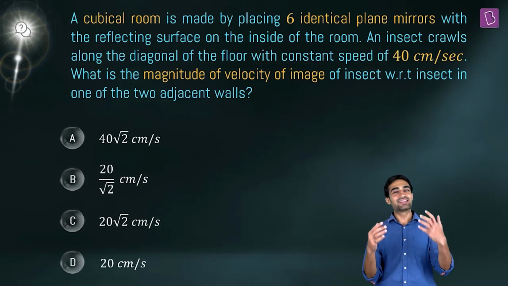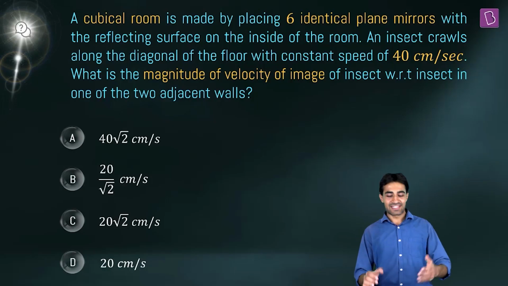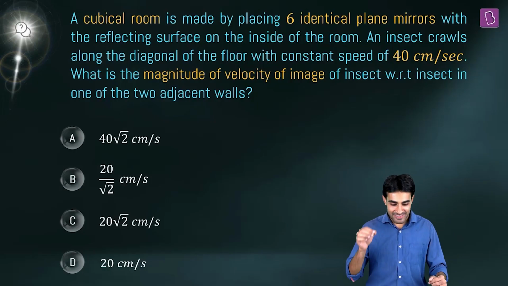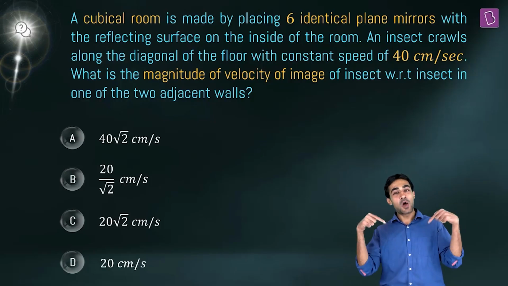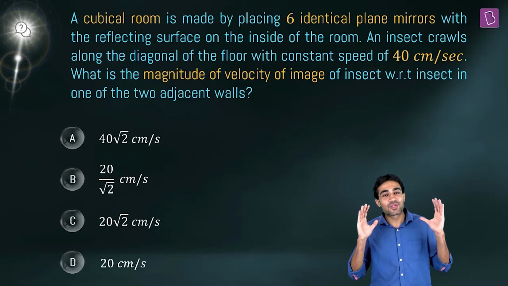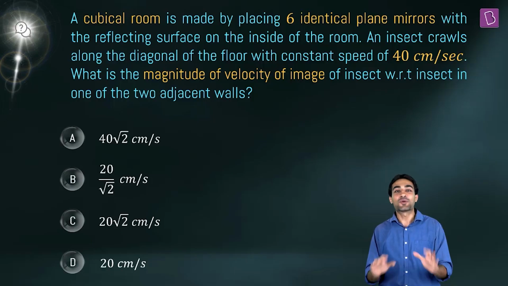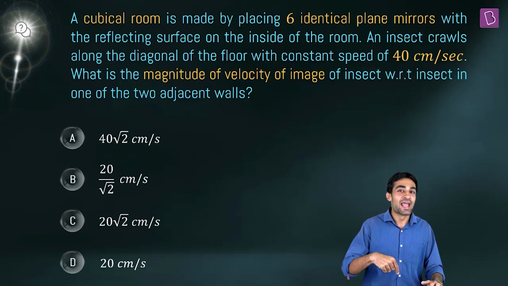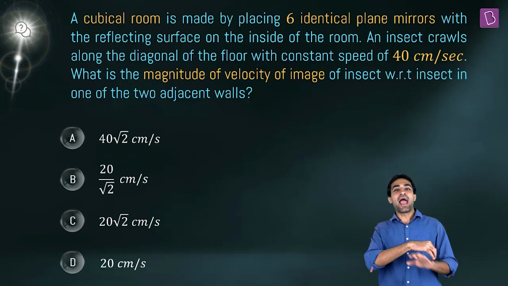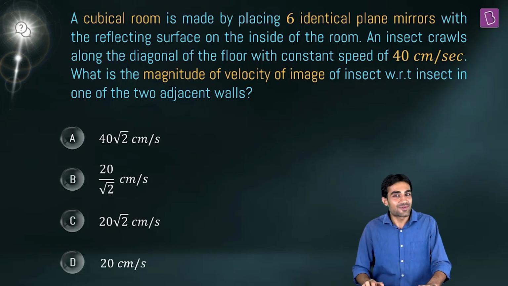Let's have a look at this incredible question. A cubicle room is made by placing 6 identical plane mirrors with their reflecting surface on the inside of the room. Now imagine you are standing in a cubicle room where all the walls are made of mirrors. Not only walls, the floor and the roof also. Everything is made of mirrors. Wouldn't it be incredible to be standing in that room?